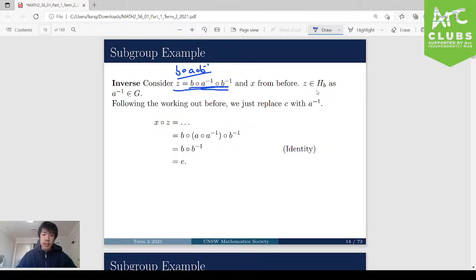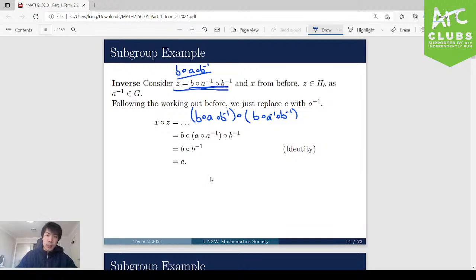And so if we set Z to be this, and A inverse to be within G, and we know that A inverse is within G because G is already told to us as being a group, so if A is an element within G, its inverse must also be within G. That's the fourth property of a group. So X dot Z will give us B dot A dot B inverse dotted with B dot A inverse dot B inverse.